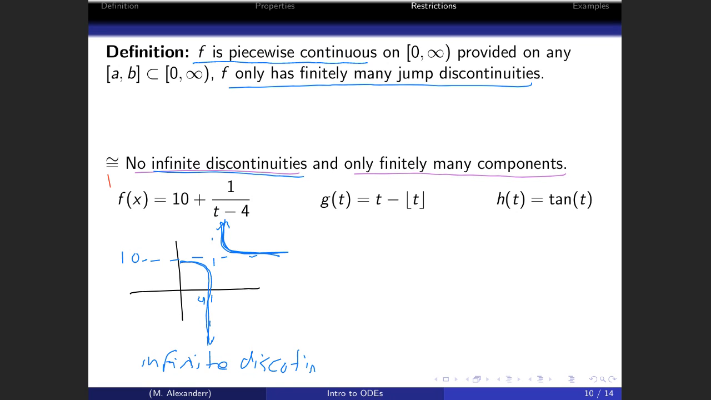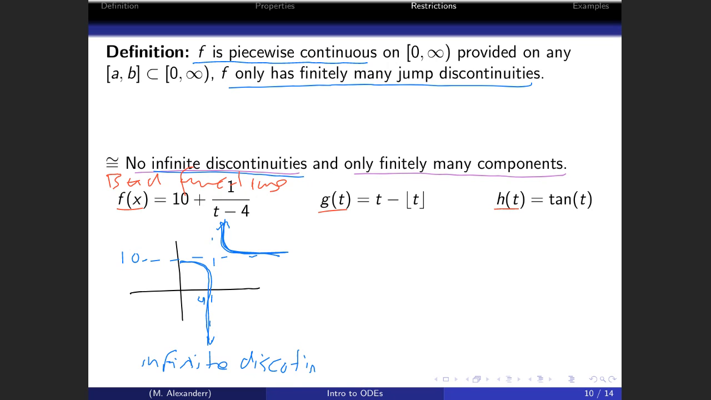So this is an example of a bad function. Let me make that very clear. These are bad functions. The f, g, and h are bad functions, but for different reasons. The f function is a bad function because you have infinite discontinuities, and we don't want infinite discontinuities.